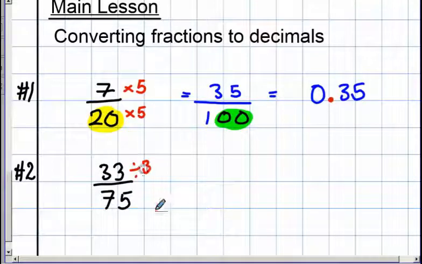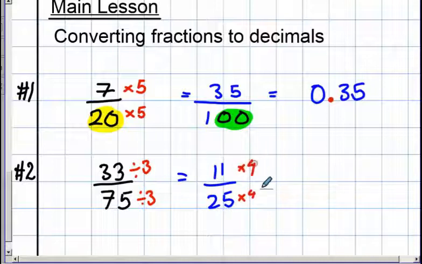So whenever you look at a fraction, always simplify it down first to see if it makes life easier. So I hope you're copying this down. 3 goes into both to give me 11 over 25. That's a nice straightforward one to turn the denominator into 100. I times that by 4. And of course, I have to do the same to the top. So we get 44 over 100.